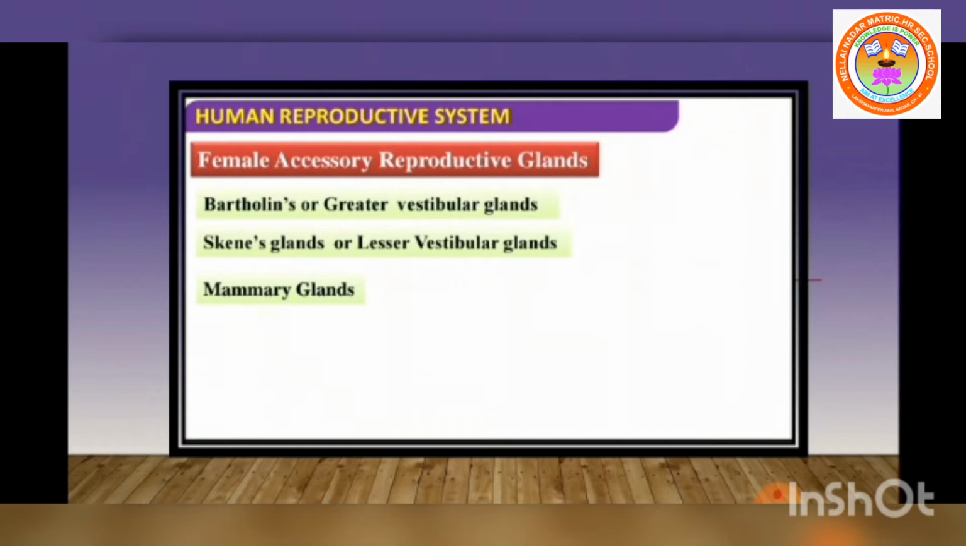The Bartholin's glands, also called greater vestibular glands, Skene's glands, which are lesser vestibular glands, and also the mammary glands. So these are all the female accessory reproductive glands.